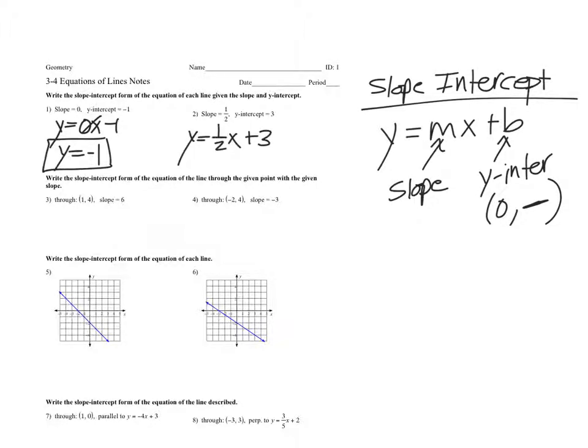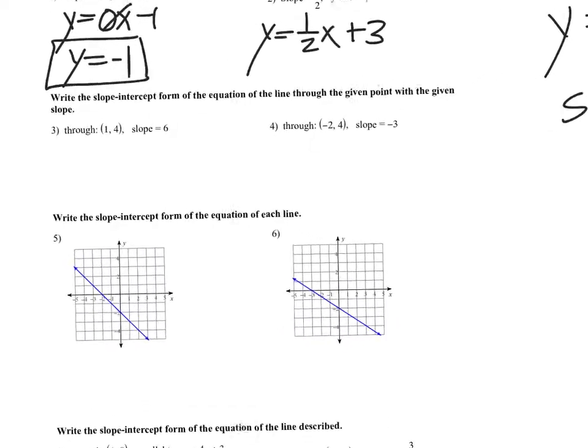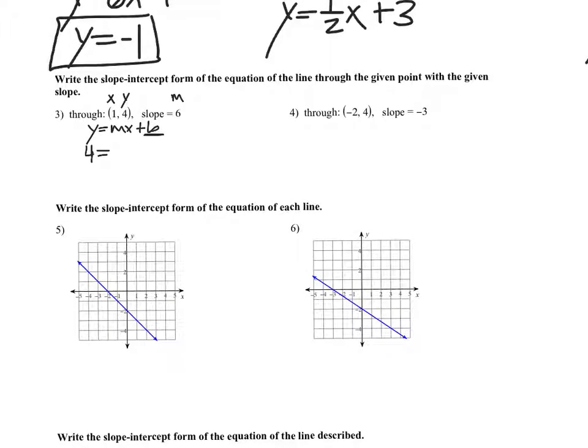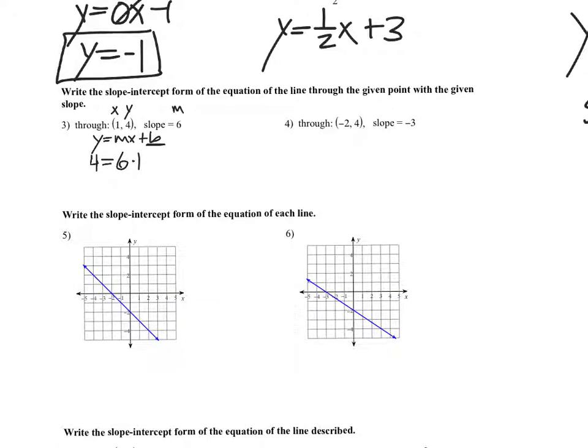All right, the next ones are a little more difficult because they don't give us the y-intercept. Instead, they give us a point. But we're going to start the same way. So here's my x, here's my y, and there's my m. So I'm going to use y equals mx plus b, and I'm going to try to find what b is by plugging those values in. So y was 4, m is 6, times my x, which is 1, plus b. So that's 4 equals 6 plus b.